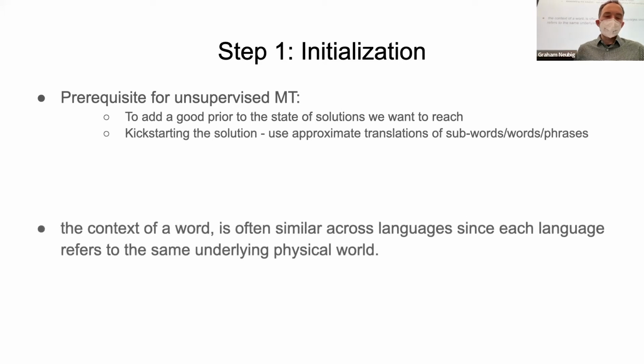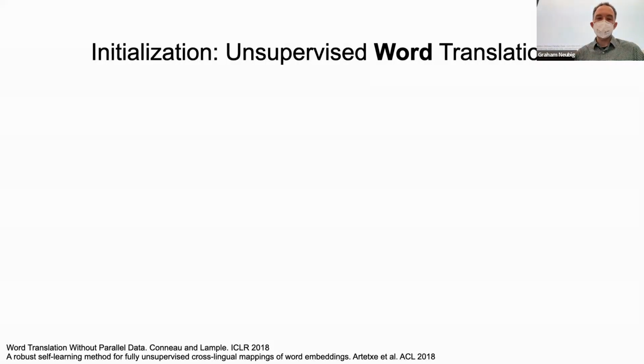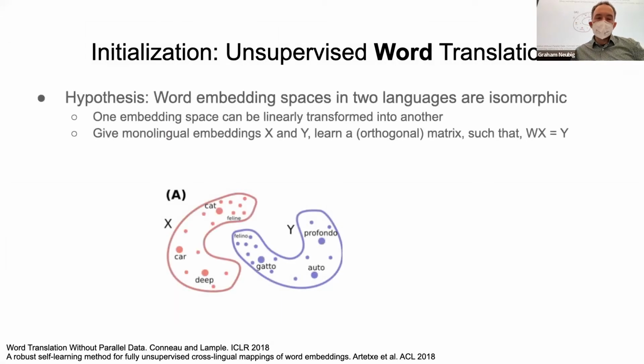And the way we take advantage of this is we take advantage of the fact that the context of a word is often similar across languages, since each language refers to the same underlying physical world. And what we do is we rely on unsupervised word translation. And I talked about this a little bit 2 classes ago. I also called it bilingual lexicon induction. And the basic idea is that word embedding spaces in 2 languages are isomorphic.